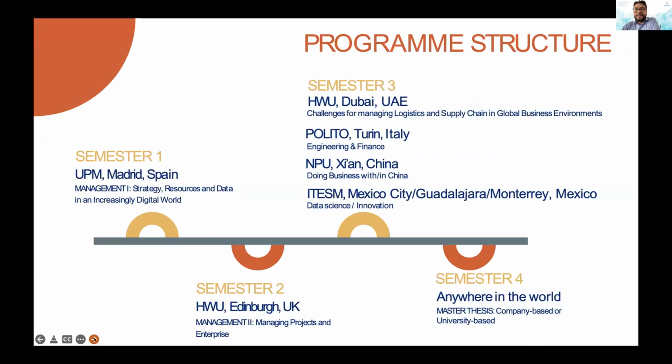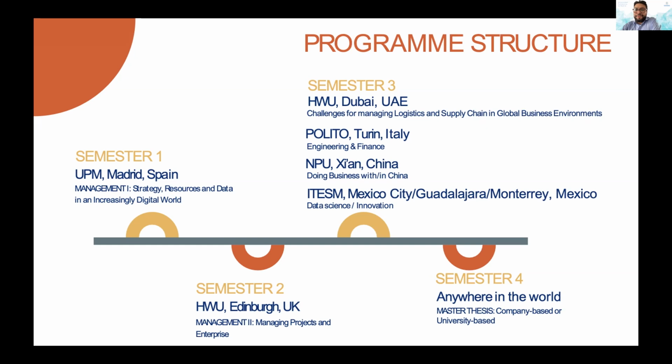Currently, we are five universities in the consortium. We have the Politecnico University of Madrid, which I'm representing today. Also, we have Politecnico di Torino, where Paolo currently works. We have Heriot-Watt University with two campuses, one in Edinburgh and one in Dubai, in the Arab Emirates. We also have the Northwestern Polytechnical University in China, located in Xi'an, the previous capital of China. And we also have Monterrey Tech in Mexico, participating with three campuses in Mexico City, Guadalajara, and Monterrey.